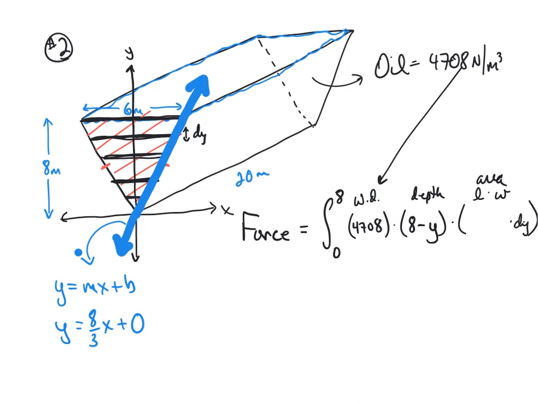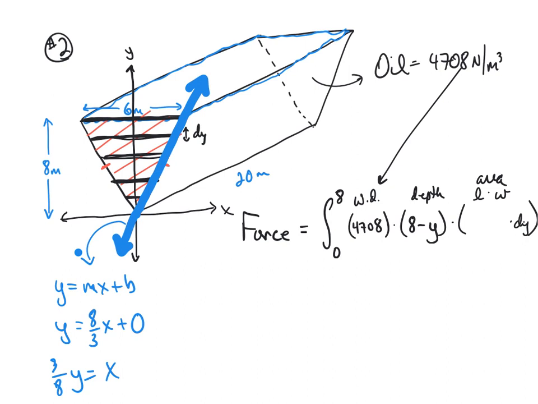Okay? Now, we don't want to leave it in terms of y equals 8/3 x plus 0, because if we go back to our definite integral, the 0 and the 8 were values off the y-axis. The depth is in terms of y. The differential is in terms of y. So we need to make sure this varying length is also in terms of y. So what we're going to need to do is solve this equation for x. If we solve this for x, we have to multiply both sides by 3/8. And so x is going to be equal to 3/8 y.